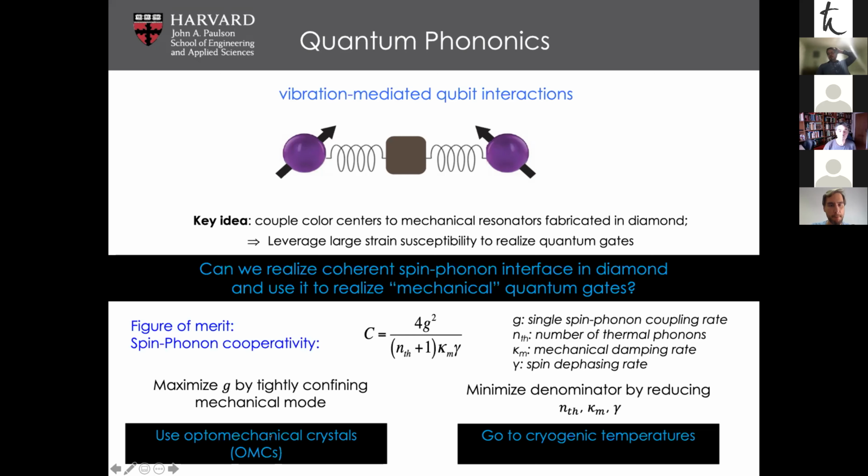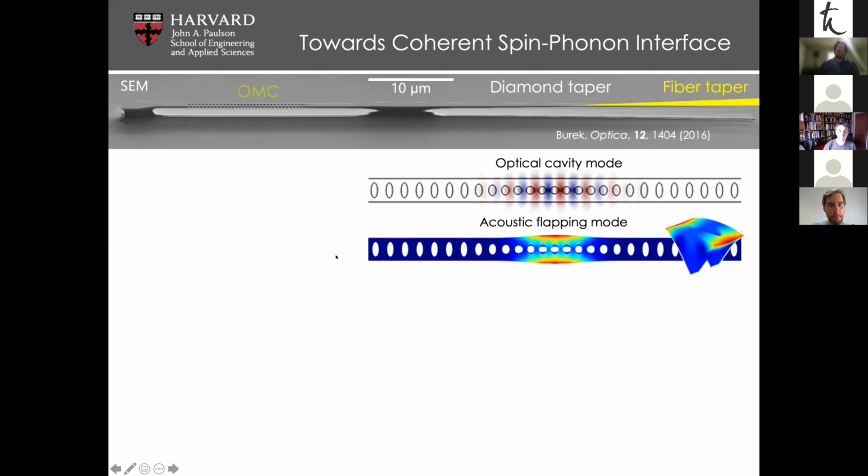And basically, the goal is to use optomechanical crystals and operate everything at 100 millikelvin temperatures. So we are also now doing these experiments in a dilution refrigerator. So the structure looks a little bit like this. It's pretty much the same as our photonic crystal cavity for the spin-photon interface.